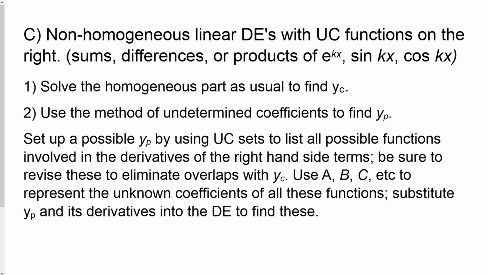Then you're going to check to see if one function's UC set is a subset of another, then just scratch it through because you don't need it twice, okay? Also check, once you've gotten rid of the duplicate sets that are subsets of one another, then you're going to check to see if any of the functions in any of your final UC sets overlap y sub c. If they do, then you need to revise that UC set by multiplying the whole UC set functions by the smallest degree, smallest power of x that will eliminate the overlap. Now that's a mouthful. It's easier to show than it is to do.